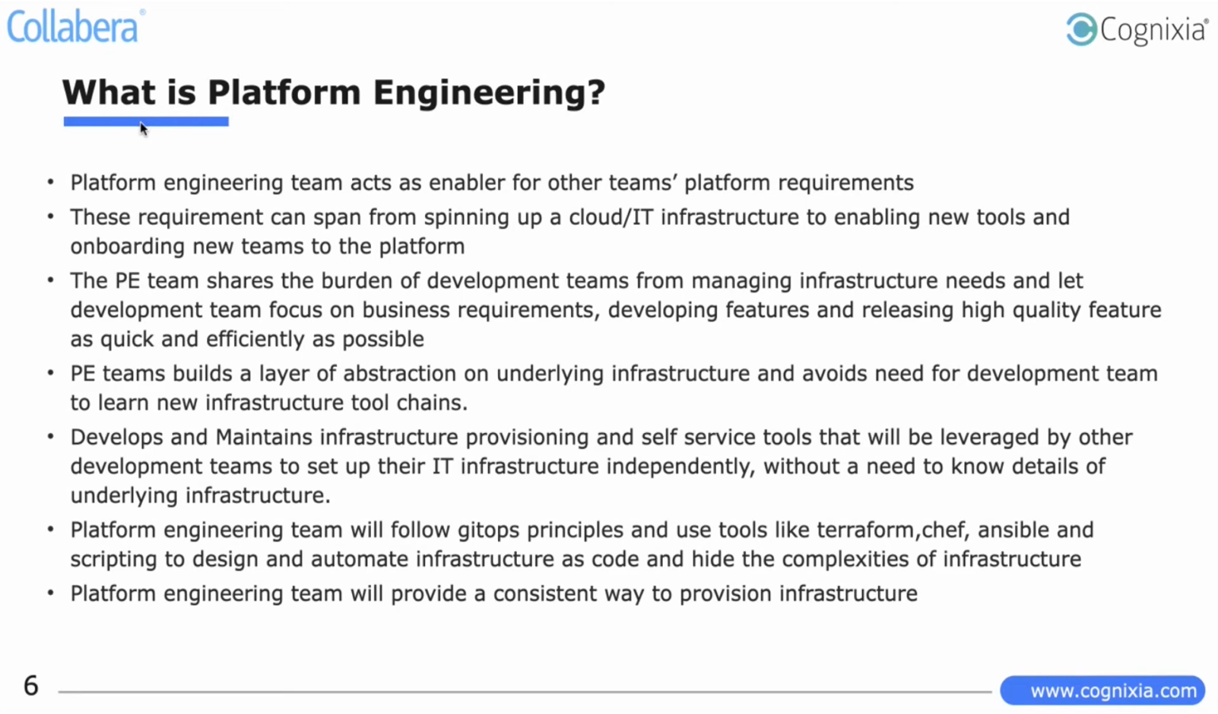We can visualize the platform engineering team as building a layer of abstraction over the underlying infrastructure, so that the development team doesn't need to learn new tool chains because of a lot of things that are changing in engineering practice. There might be a particular tool that is favored, but when there is more usage of that tool, people might realize that it's not up to the mark. Then the teams might choose to use some other tool.